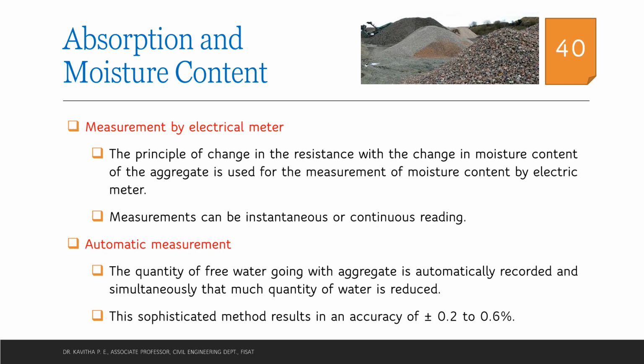As we are aware, the presence of moisture content influences the resistance to the passage of current. This principle is used in electric meter. Electric meter gives instantaneous measurements of moisture content. In the modern batching and mixing plants, there are automatic measurement devices available which directly measure the amount of moisture present in the aggregates, and based on which the amount of water added to the concrete is adjusted. These methods work at an accuracy of 0.2 to 0.6%.